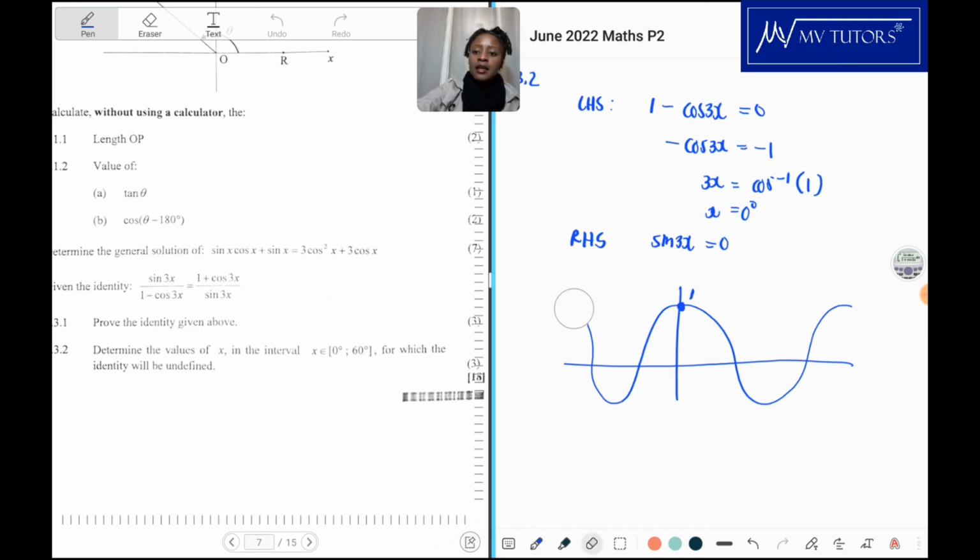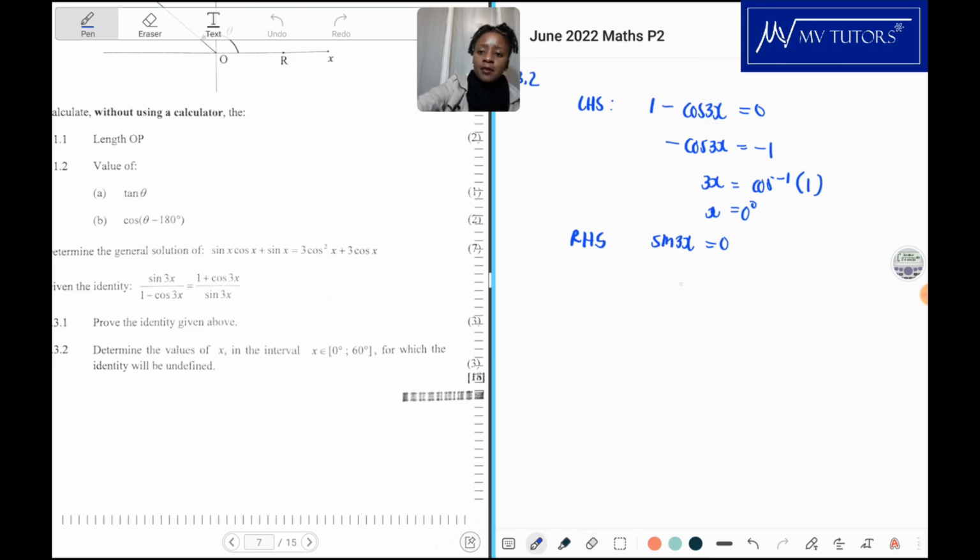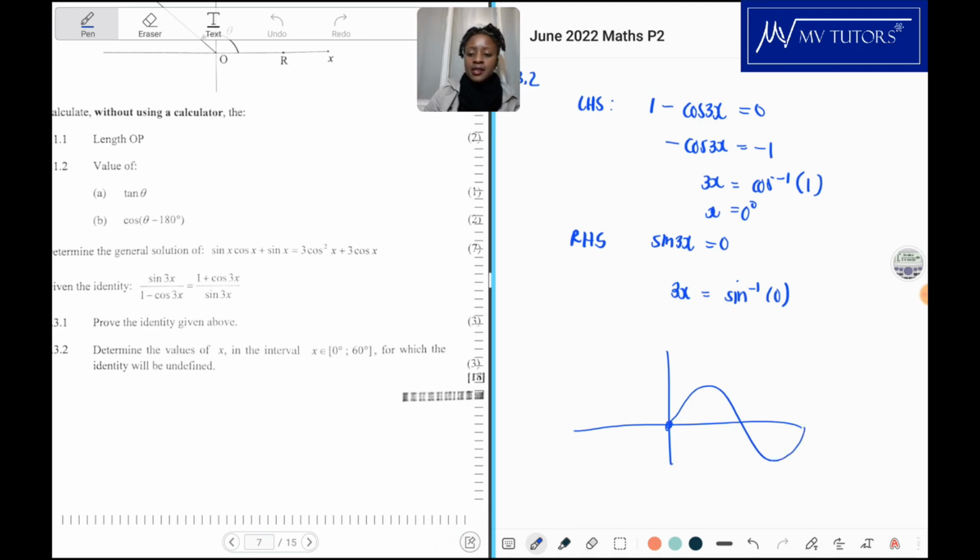If you were to take sine to the other side, you have 3x is equal to the inverse of sine. You know that the graph of sine is like this. So the y-intercept, which is also the x-intercept, at that point, or the origin, you have that the angle is 0, 0 degrees basically. So that would be your solution.